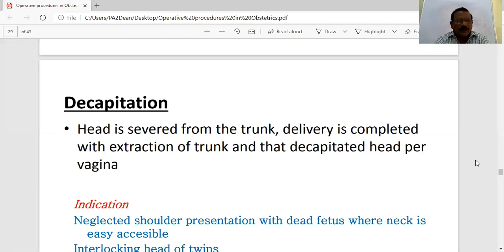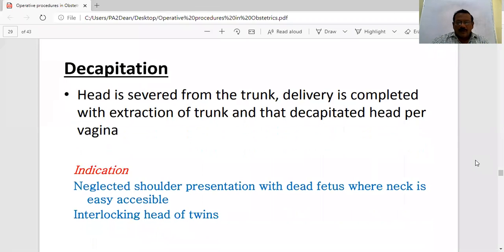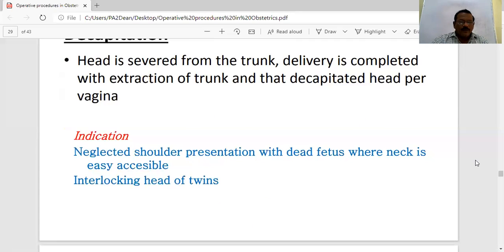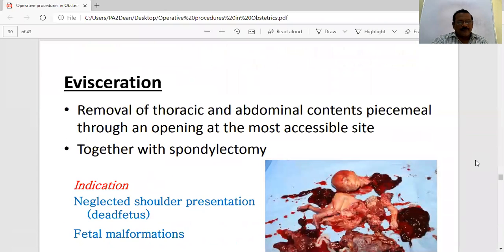Then the other destructive operation is decapitation. The head is severed from the trunk, delivery is completed with extraction of the trunk, and then the decapitated head is delivered per vaginam. We extract the decapitated head with a craniotomy hook. We catch hold in the foramen magnum and extract the skull. The indications are neglected shoulder presentation, where the neck is easily accessible, and interlocking heads of twins, where we'll do decapitation.